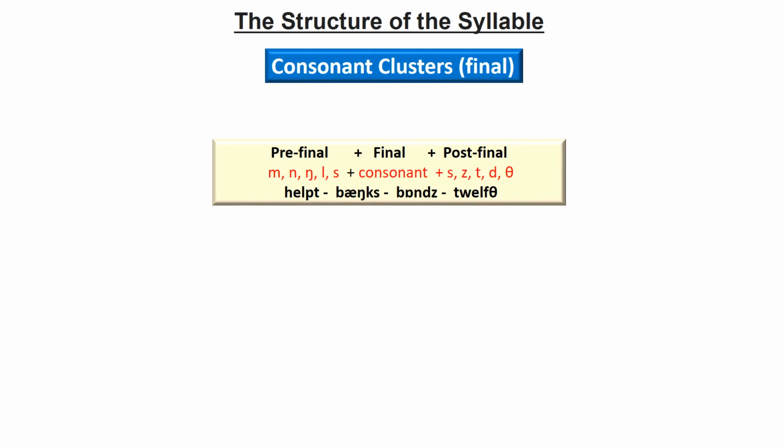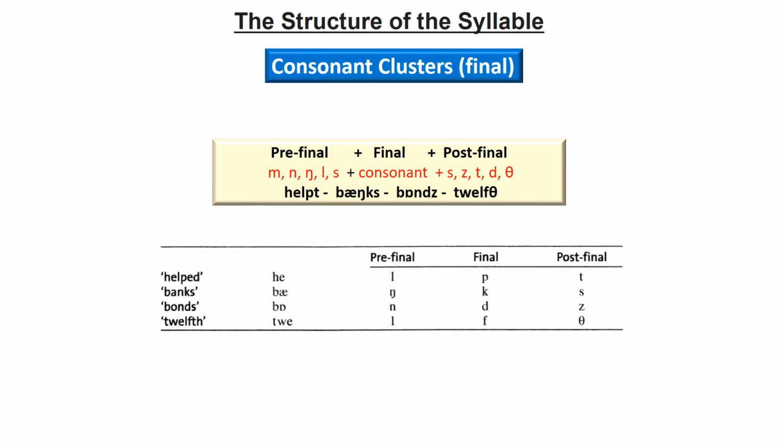Final three consonant clusters can be categorized into two distinct types. The first type consists of a combination of three elements: a pre-final consonant, a final consonant, and a post-final consonant. The arrangement of these consonants is presented in the table below.